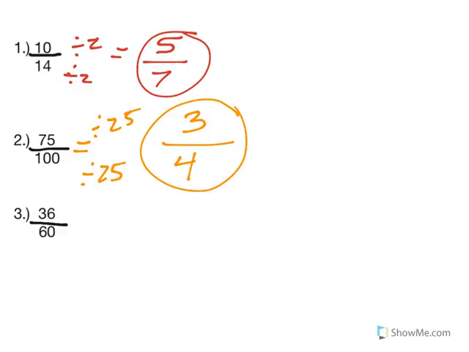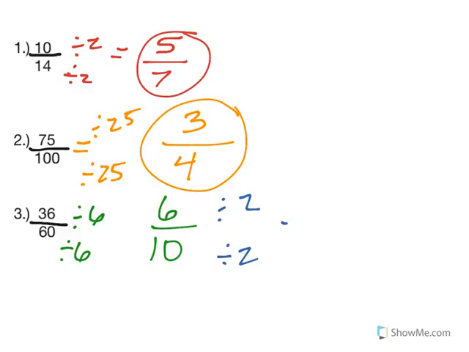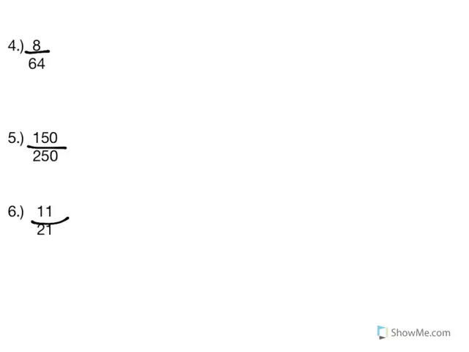Now when I look at number 3, 36 and 60, the first thing that jumps out at me is 6. So I'm going to reduce both of these by 6, and I end up with 6/10. Both of those are even, so again, I can divide by 2, and my final answer is 3/5. If you had started with 12, you would have gone straight to 3/5, but I took the long way. There's not a best way, it's however you get there.